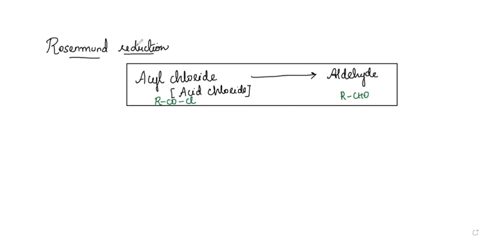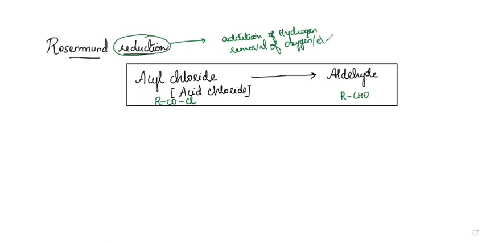First of all, what does reduction mean? Addition of hydrogen. Very good. Or removal of oxygen, or we can say any electronegative element. Here we are going to remove chlorine. Chlorine is also an electronegative element, right? So reduction is addition of hydrogen or removal of oxygen or electronegative element.